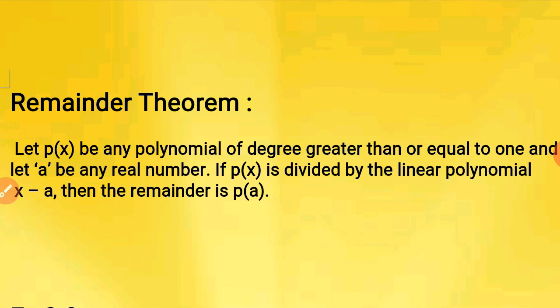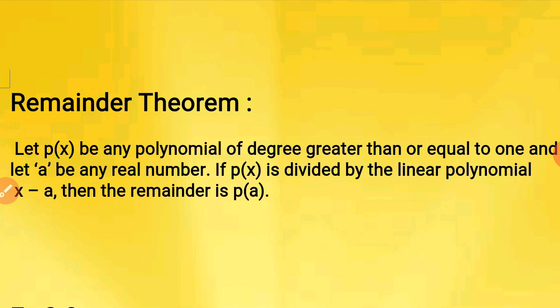The statement is, let p of x be any polynomial of degree greater than or equal to 1 and let a be any real number. So our given polynomial, that is our dividend, is any polynomial of degree greater than or equal to 1. So it may be a linear polynomial, it may be quadratic, x raised to power anything. And we have taken another real number, that is a.